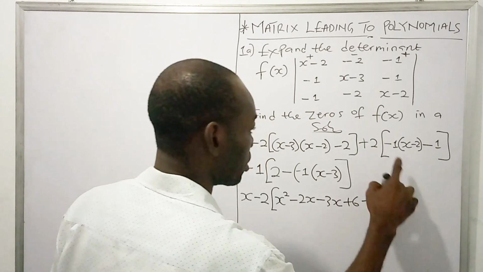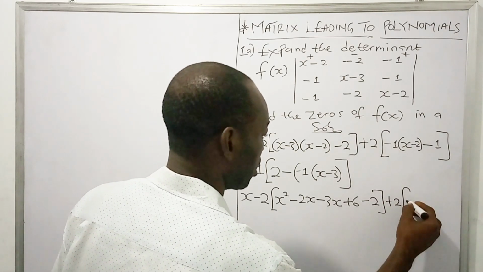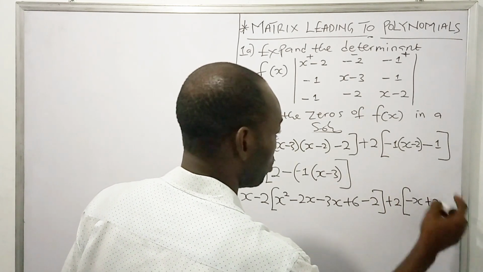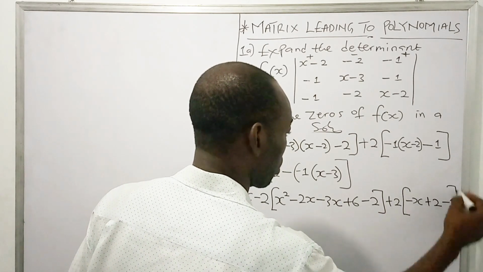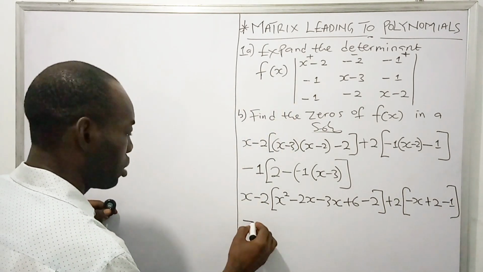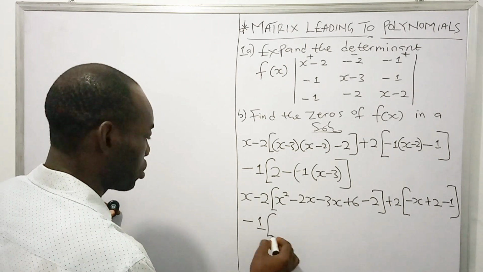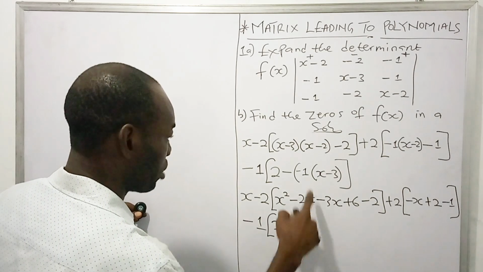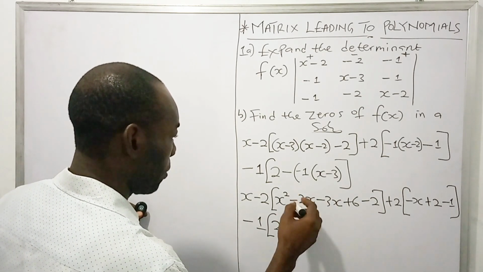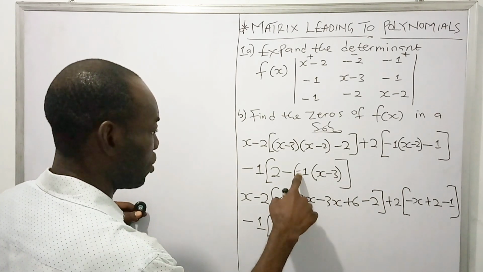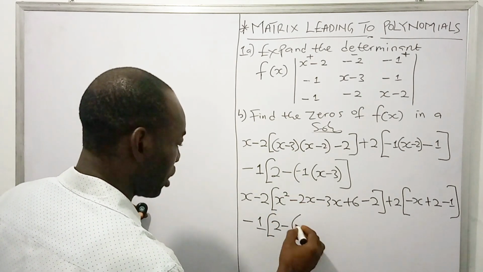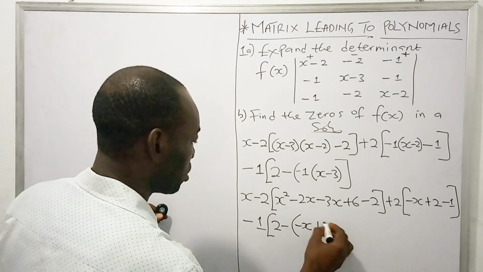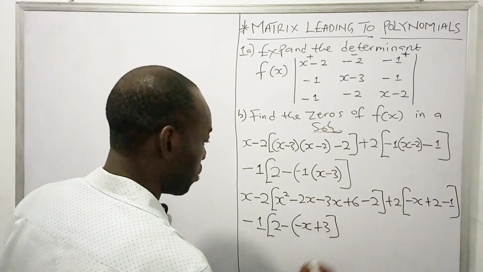If we open the bracket here, we have minus 1 times x, that's minus x. Minus 1 times minus 2 will give us positive 2. Then we have minus 1 there. We close this up as well. Then we'll come to this: minus 1 into, we have 2 here. Now let's resolve this bracket first. Minus 1 times x, that's minus x. Then minus 1 times minus 3, that's positive 3. Then we close this bracket again.